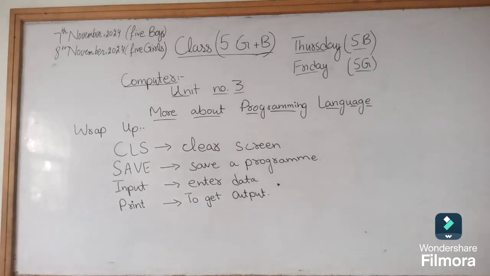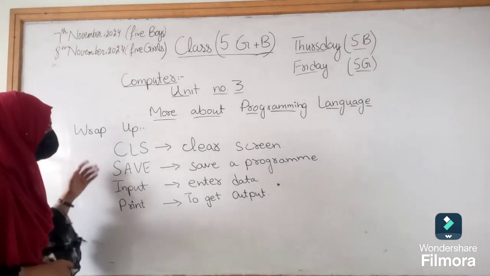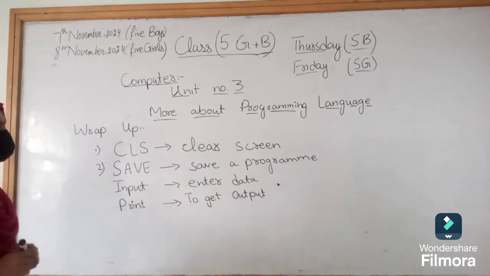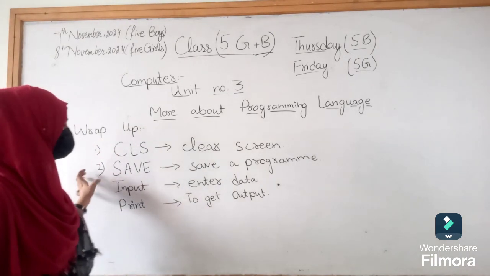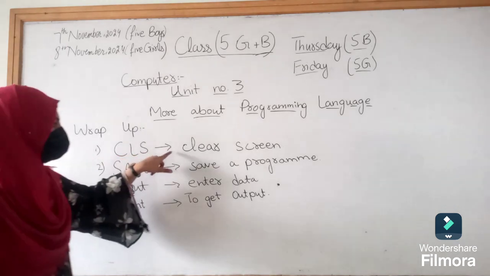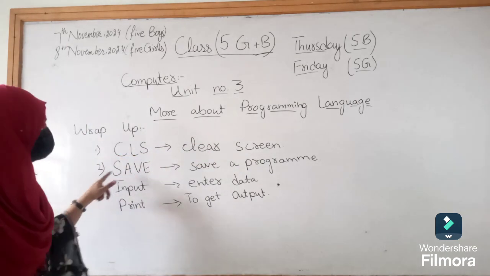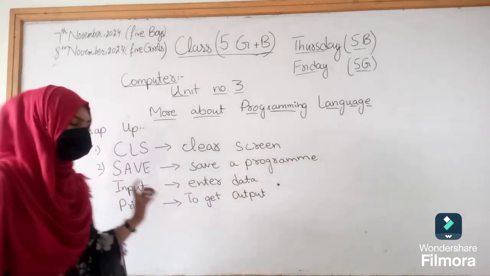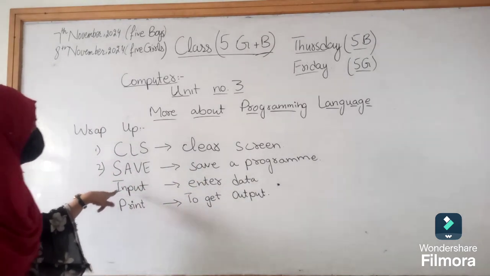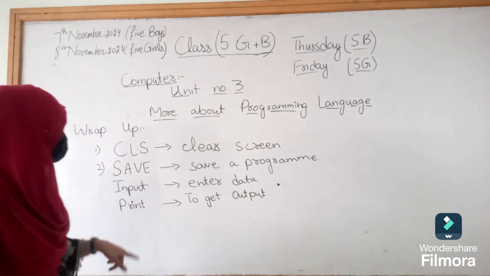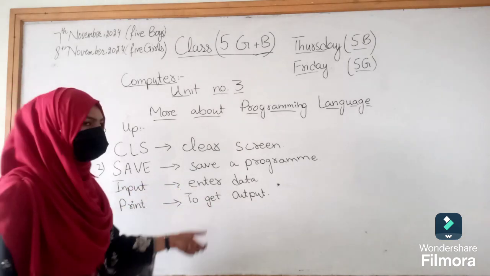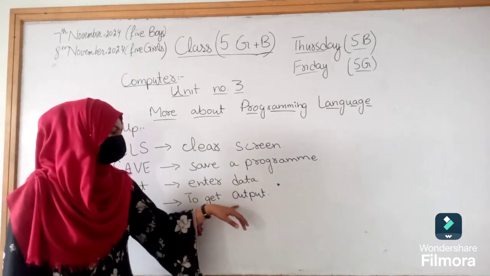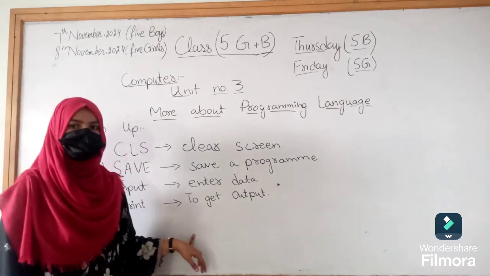So students, now we have learned about the commands. These two are the commands, CLS and save, in the program. CLS is used to clear the screen. Save is used to save a specific program that you have run on your computer. Next is input. Input is used to enter data. Print is used to get the output, the data that has been processed, and our monitor shows us the output.